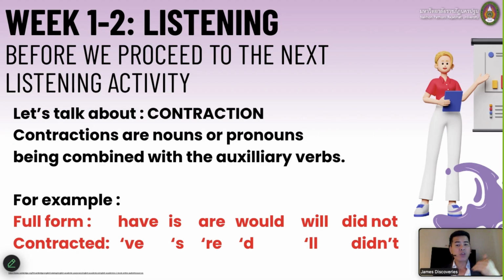Now, when contracted, it's combined with the noun or the pronoun. For example, "they have got a message." Instead of saying "they have got" because it's too long, you can contract "they" and "have." It will become "they've got a message," okay?